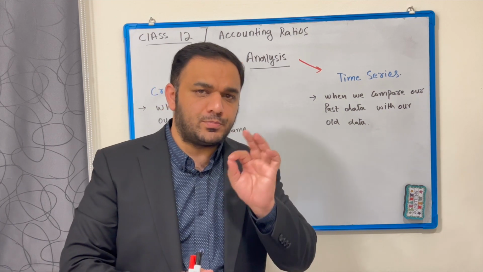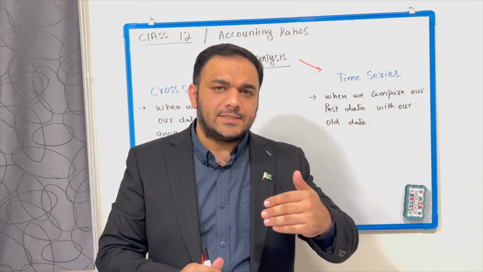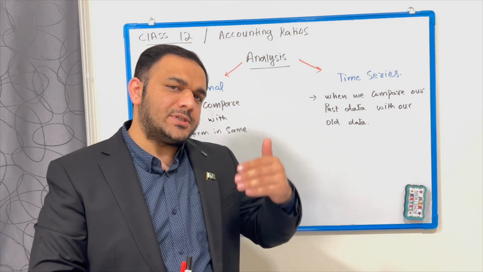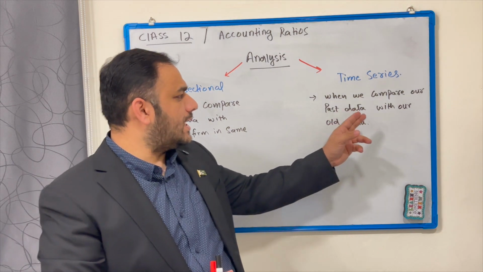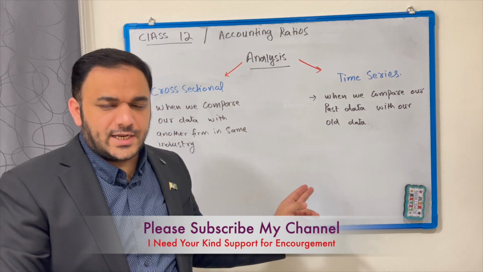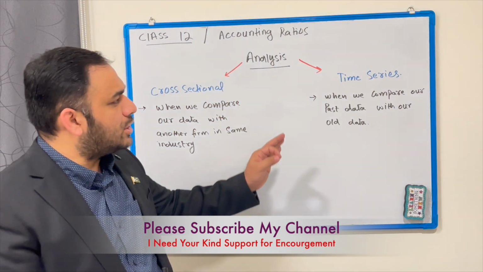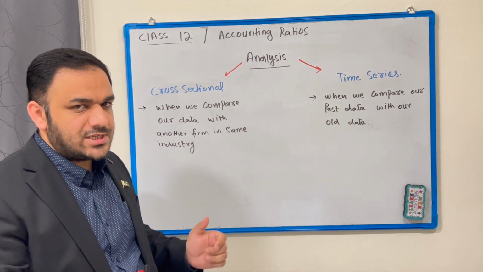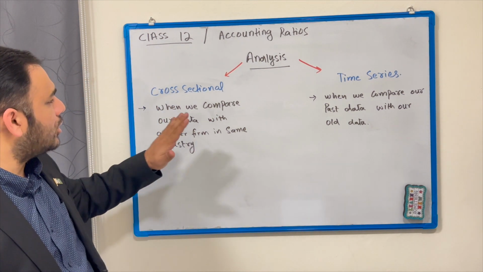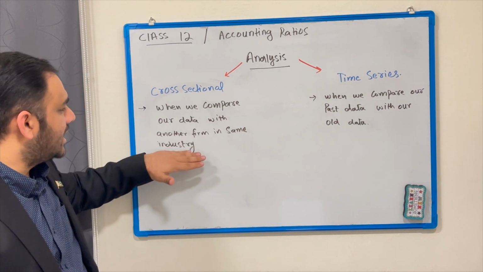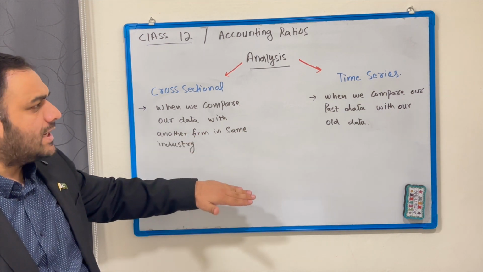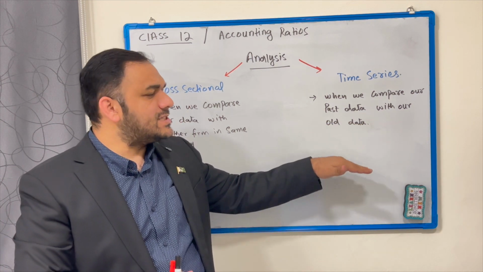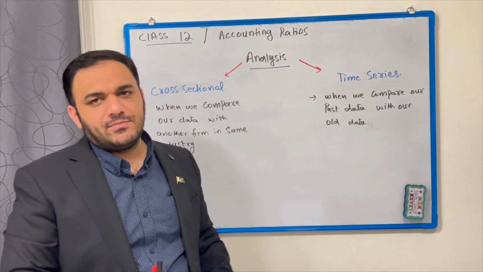You are comparing your two sets of data. For example, you are comparing the data of 2013 with 2012. This is when you compare your past data with your old data. This is called analysis on the basis of time series. Analysis on the basis of cross-sectional and on the basis of time series, both are given. Again, I will repeat, cross-sectional is when you compare your data with another firm in the same industry, and when you compare your past data with your old data, within your organization, that is called time series analysis.